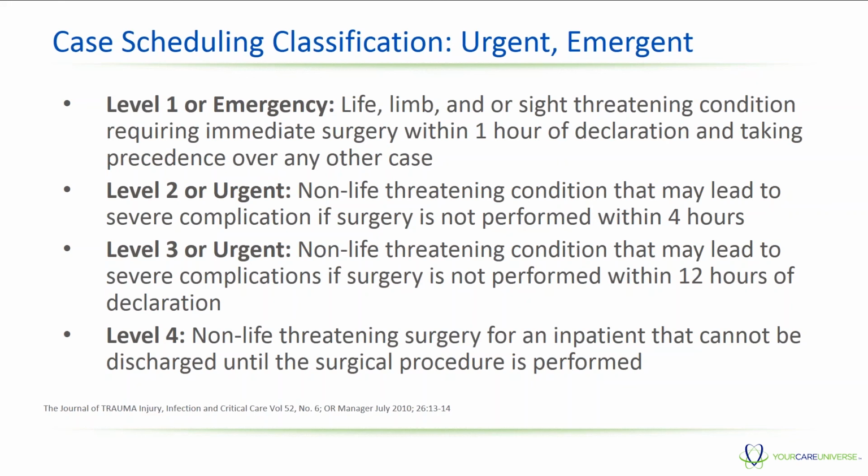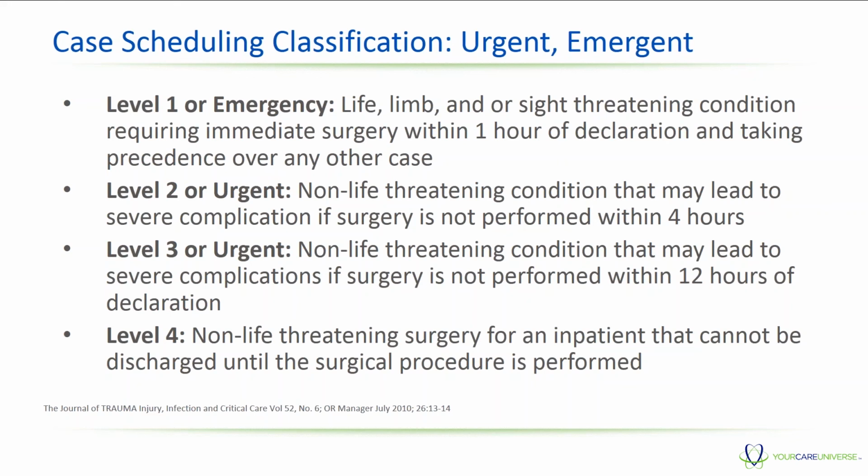And this is what they recommend: level 1 through 4. So level 1, or emergent, is life, limb, or sight-threatening conditions requiring immediate surgery within 1 hour of taking them to the OR. So you want to make sure that when a surgeon says, I need to get my case on now, that it's fitting within that criteria.